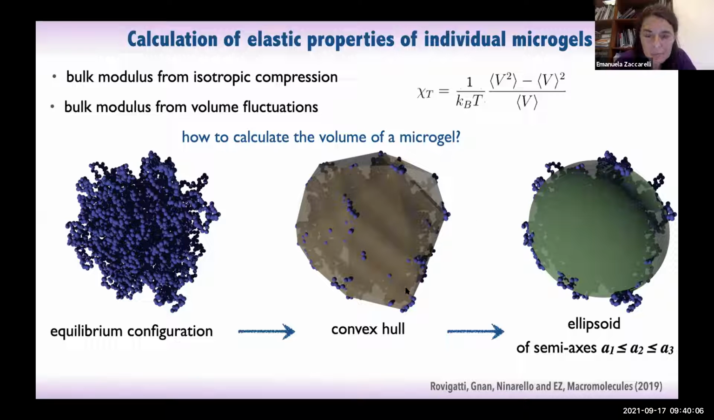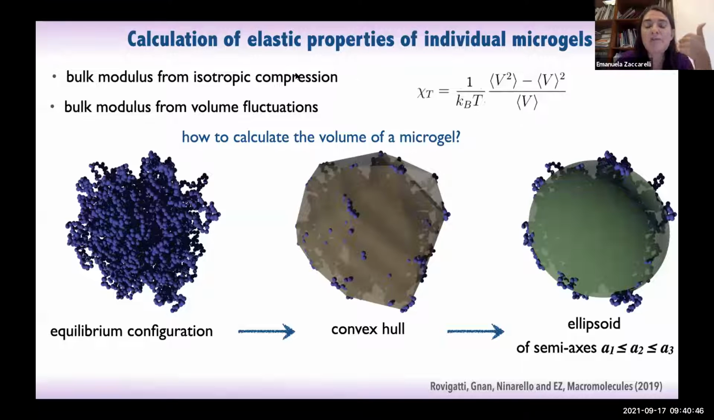We take the convex hull. And from the convex hull, we determine the gyration tensor that we diagonalize, and we then take an equivalent ellipsoid that gives us the volume of the instantaneous configuration of the microgel. And even though the microgel is almost spherical, it will never be perfectly spherical. So instantaneously, the volume is that of an ellipsoid. So we have a way to quantify the volume. We can calculate the fluctuation and evaluate the bulk modulus that we can also evaluate from isotropic compression.